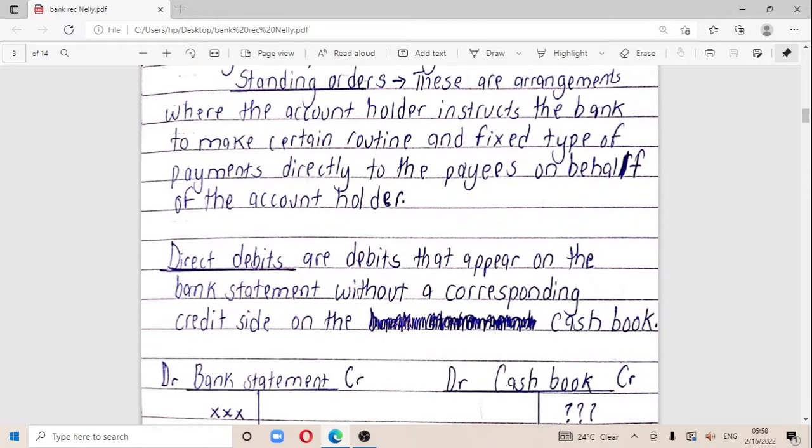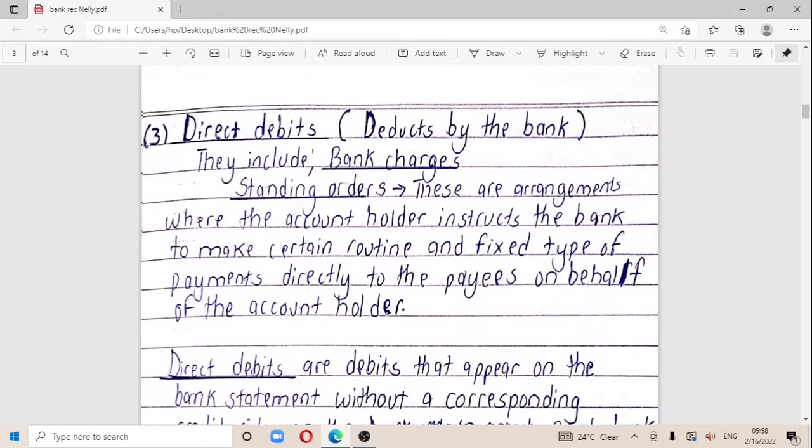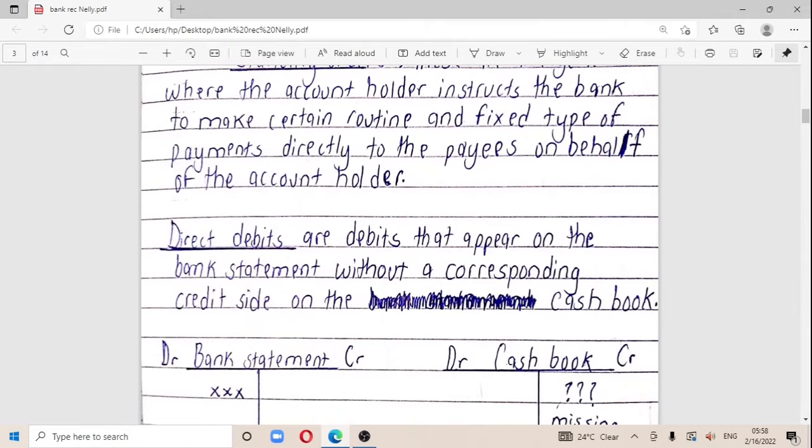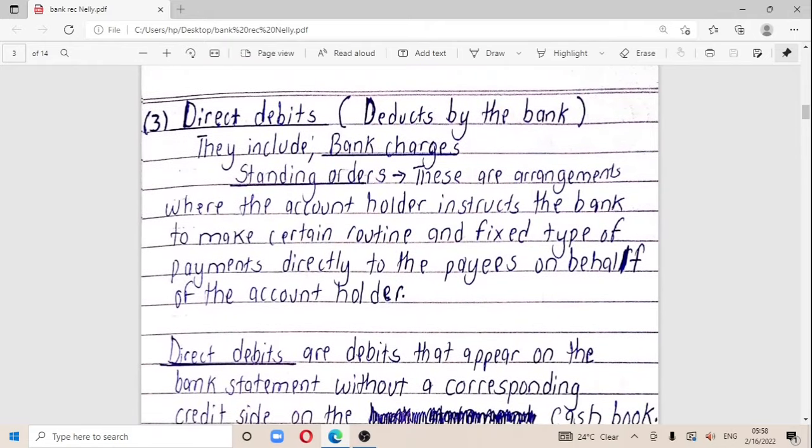So having known that, remember with the bank account, the bank always credits, because when you get a message that your account has been credited, it means that to you as an account holder, your money is increasing.